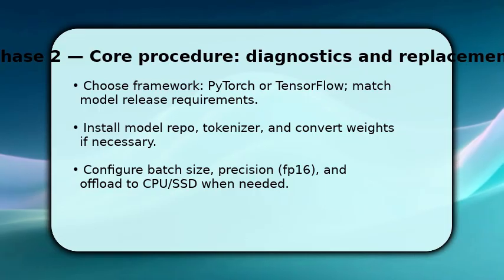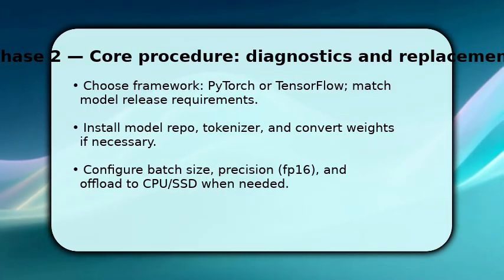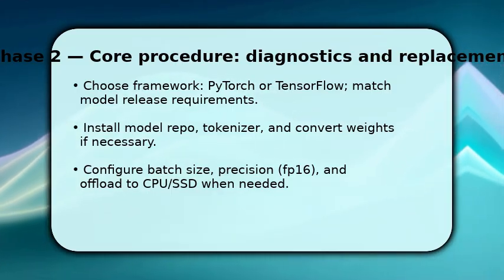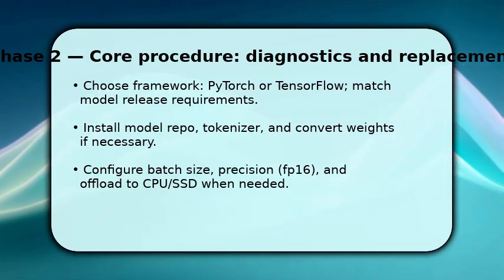Next, install the framework and the specific model repository. You need the exact version referenced by the model. Then pull tokenizer and model weights, converting formats only when required by your runtime.